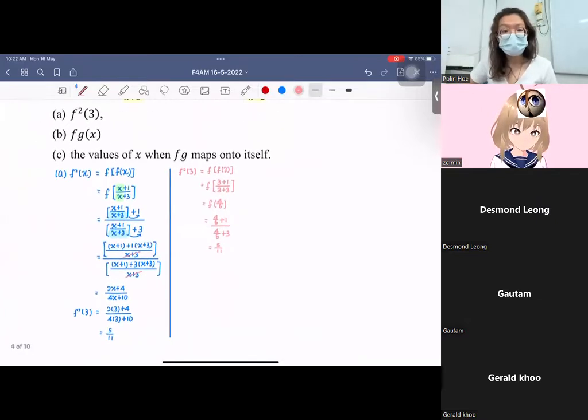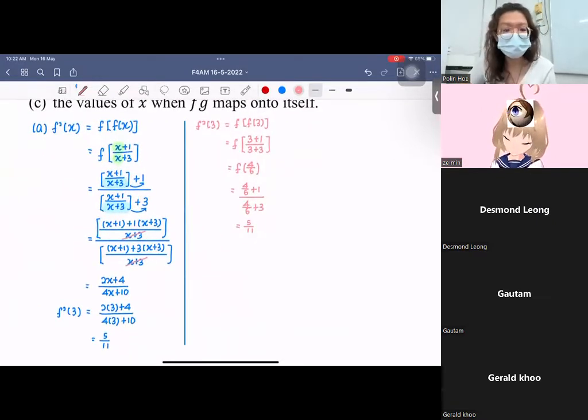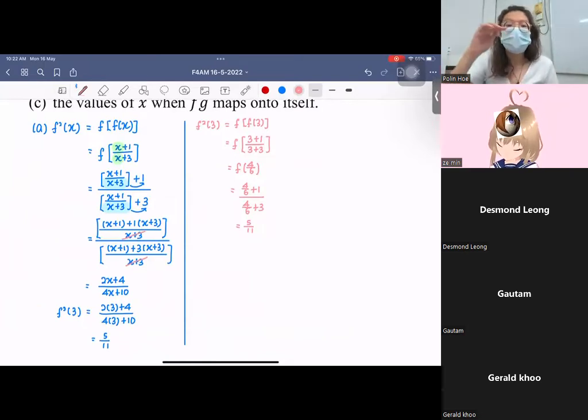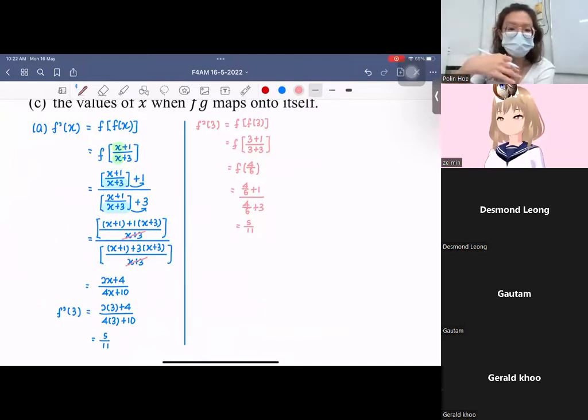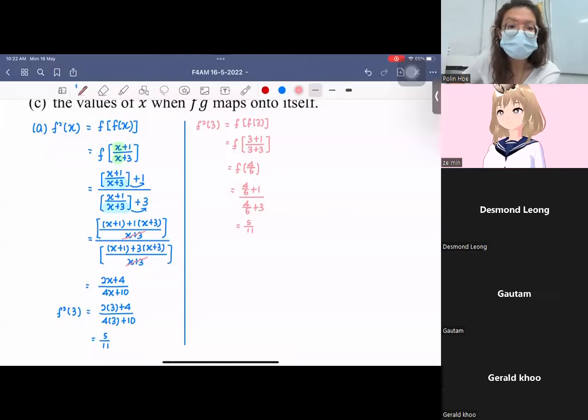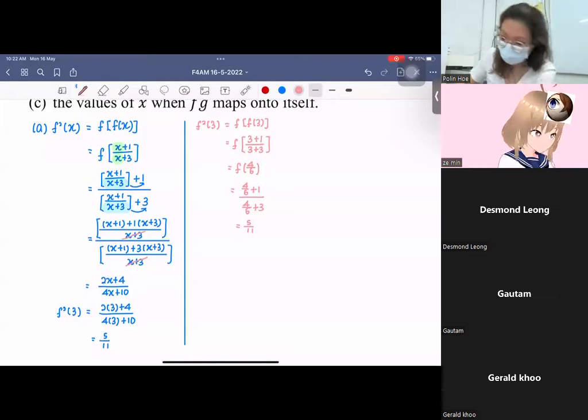Same one. I do it in the blue color way just to show you what if the question asks you f(f(x)) instead of f(f(3)). If the question never gives you a value, instead they ask you to find the answer in terms of x, then you have to know how to solve it like that. It requires a very strong algebra base.